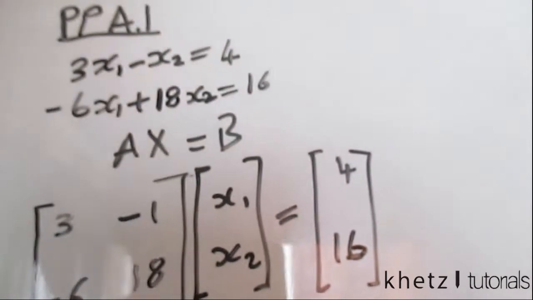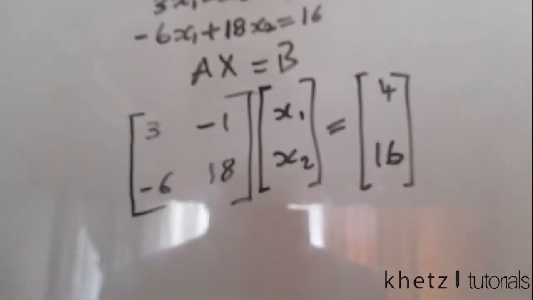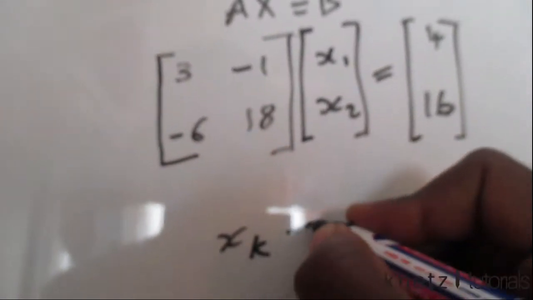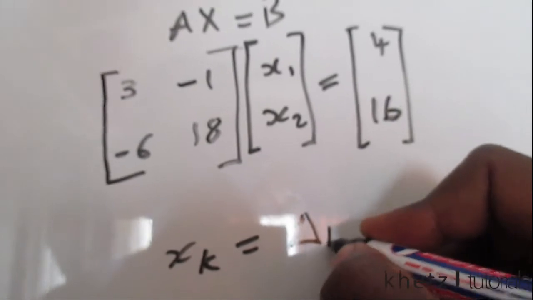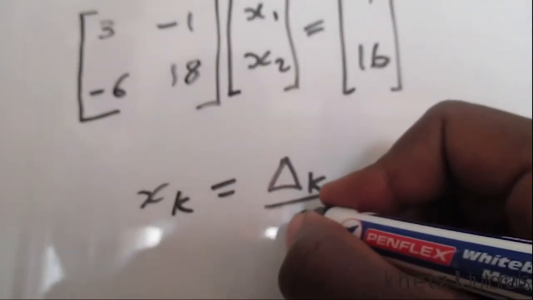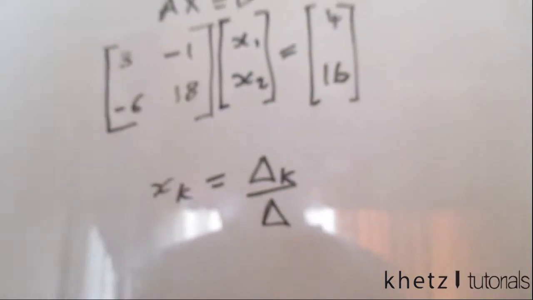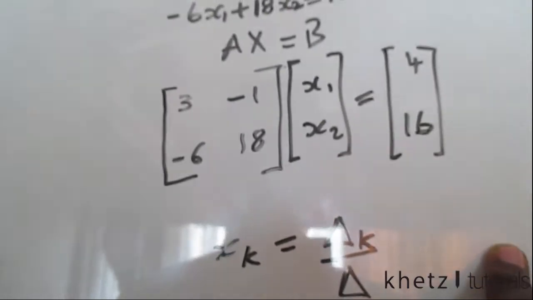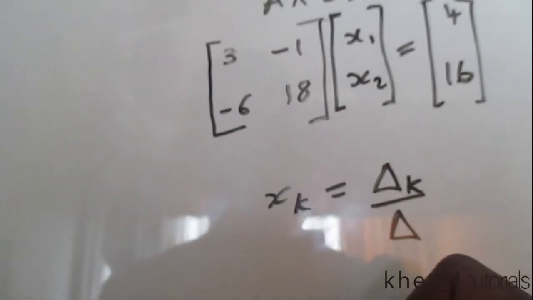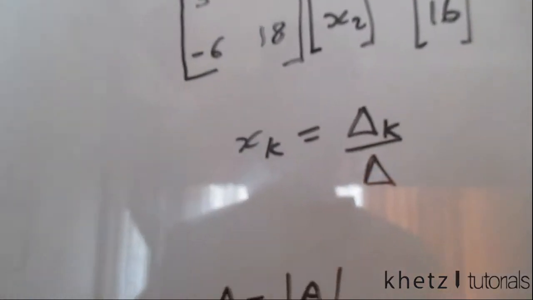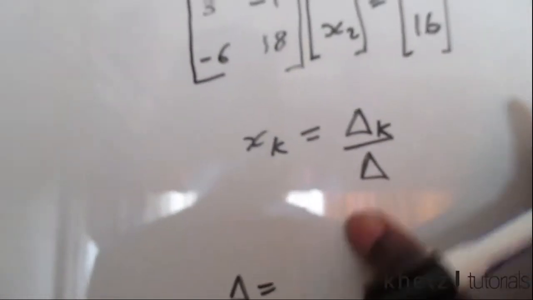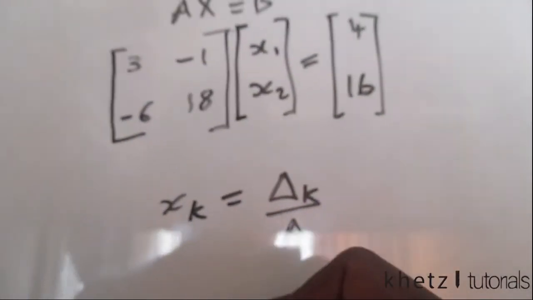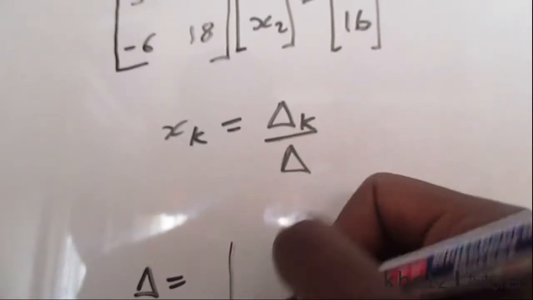So we're now going to solve the problem using Cramer's rule, which says x sub k is equal to delta sub k divided by delta. So let's start by finding the general delta. This delta is equal to the determinant of the A matrix, right? So let's find the determinant of the A matrix. The A matrix, as it stands, is this.